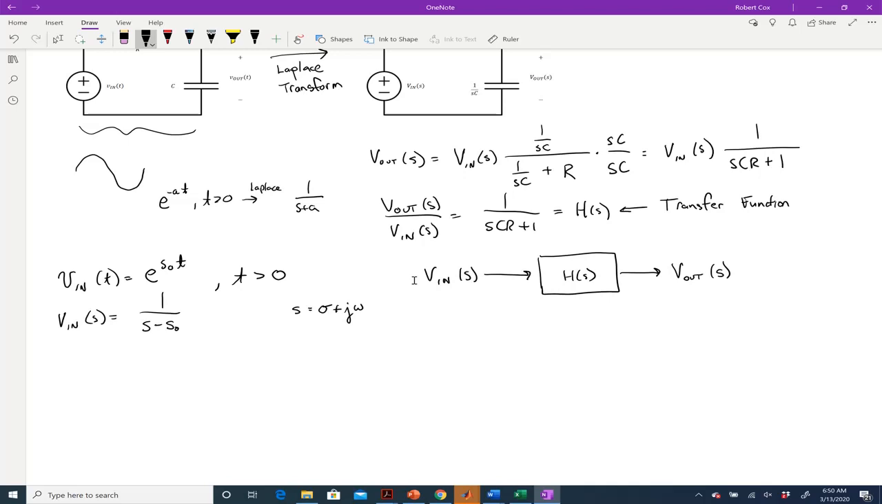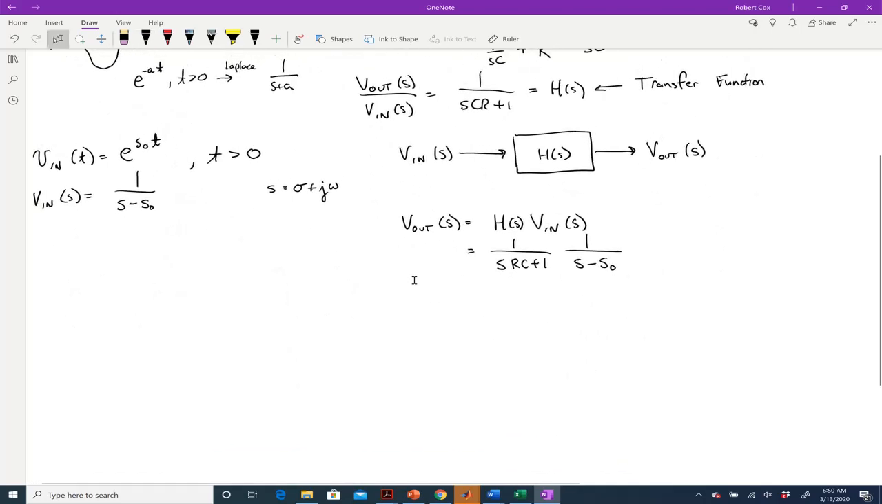So I go over and I say, well, V out of S equals H of S times V in of S. So in this case, my H of S is 1 over S RC plus 1 times 1 over S minus S naught. Okay? Now, to make things easy, I want to choose numbers here.